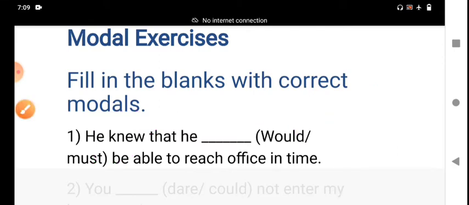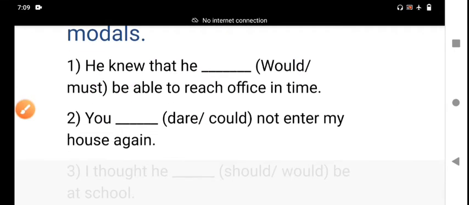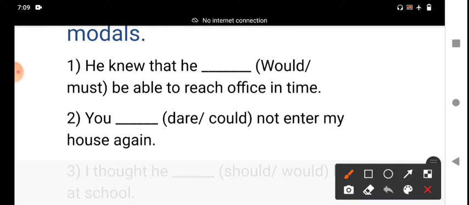Second question. There are 15 questions and 15 blanks. In each blank, they have given two options. Here, dare and could. You is a second person, and second person in English language, the person belongs to you. Dash not enter my house again.